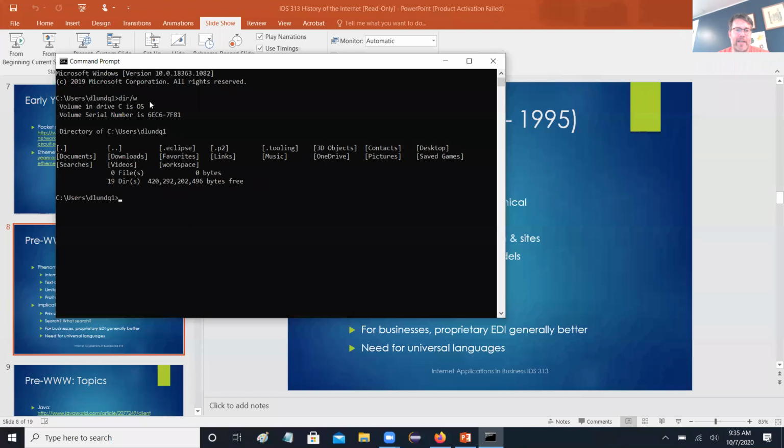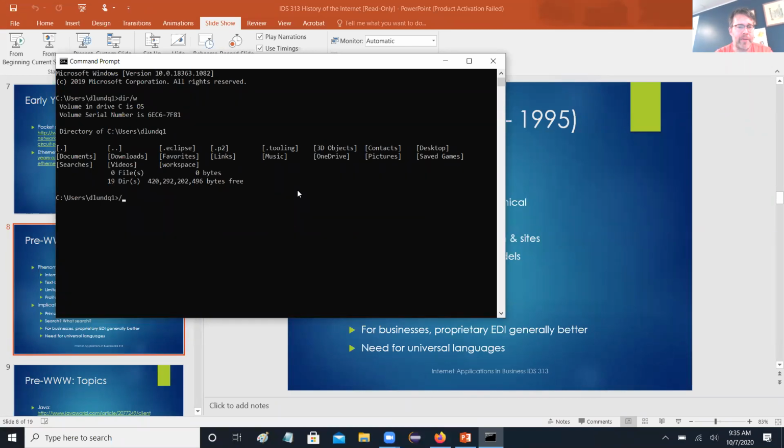enter text commands like dir/w to display all of the contents in your current folder, right? Stretched out wide, W for wide. You'd enter text commands like that to get to where you needed to be. And if you didn't know those text commands, well, good luck trying to do anything, right? You had to have some kind of reference to figure out what all those correct commands were.